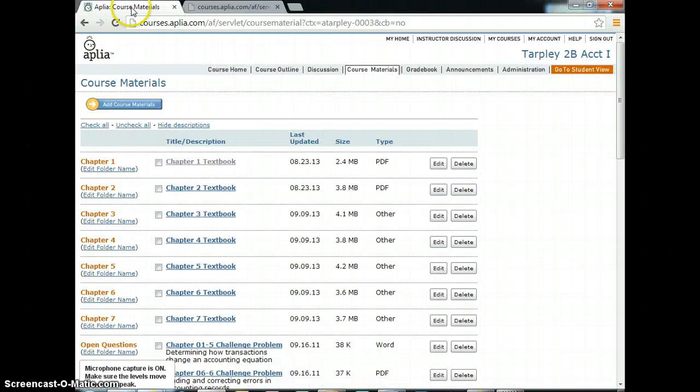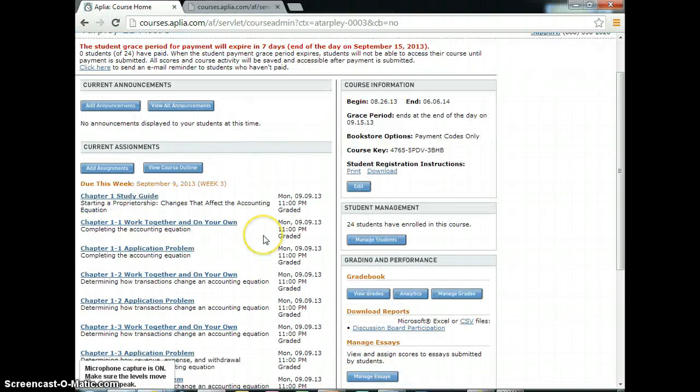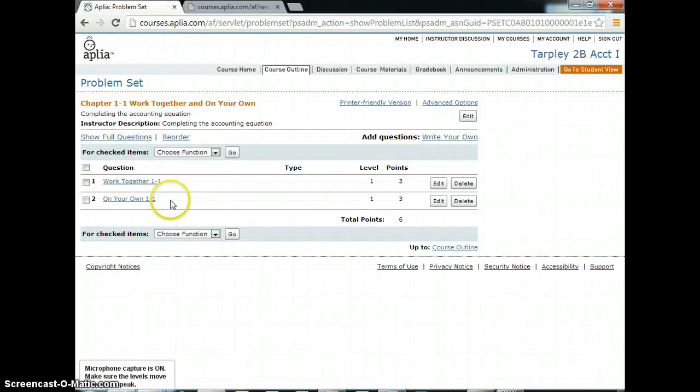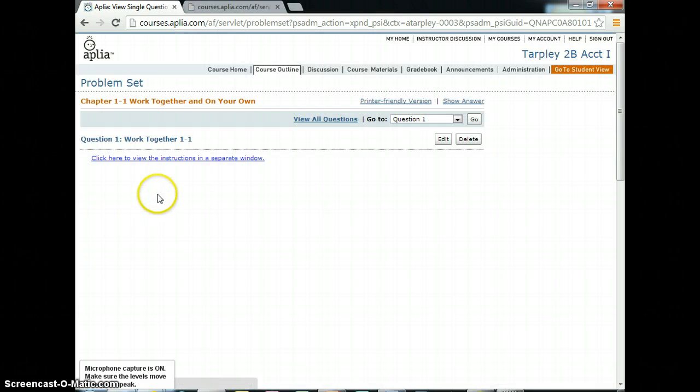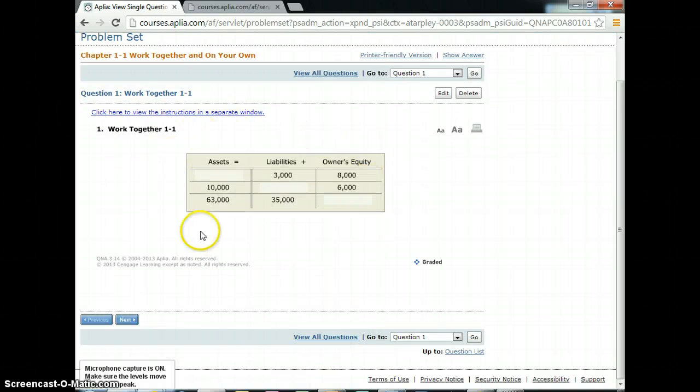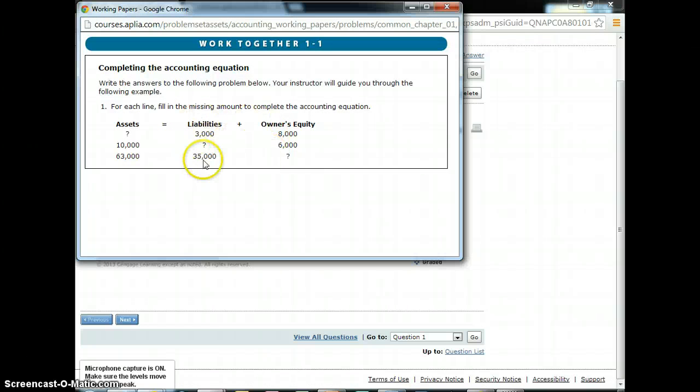Now, I'm going to go back here to my link up at the top, go here to Course Home, and the first thing we're going to look at is Work Together 1. Click on that link. We are not going to do the on your own, but we are going to do the Work Together. Work Together 1, when it loads, is going to pull up a basic calculation here for the accounting equation. Now, you can get into the habit of clicking this link right here where it says click here to review the instructions, but all this does in this case is give you an exact snapshot of what you're already looking at.